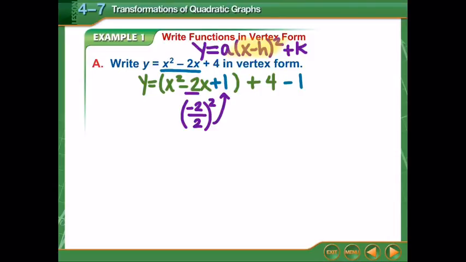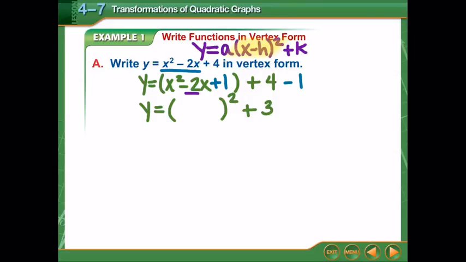Okay, so now I'm going to rewrite and simplify a few things. I'm going to erase this completing the square step because I don't need that anymore. And I'm going to write y equals, and we're going to write what's in parentheses as a perfect square. And then at the end, I've got plus 4 minus 1, so that's actually a plus 3 over here at the end.